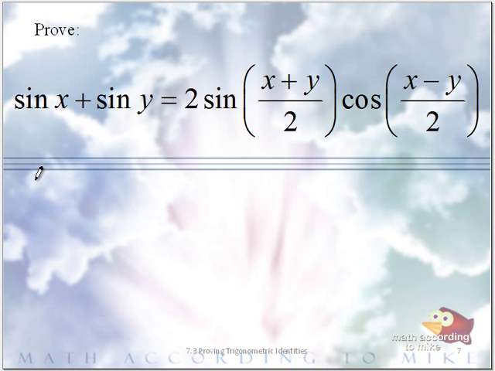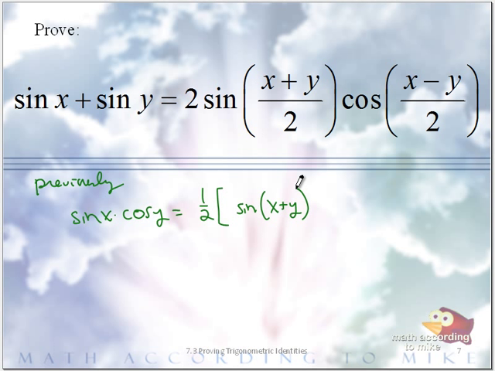All right, so previously in math class, we had the sine of x times the cosine of y is equal to 1/2 the sine of x plus y plus the sine of x minus y. So that's our product to sum identity.